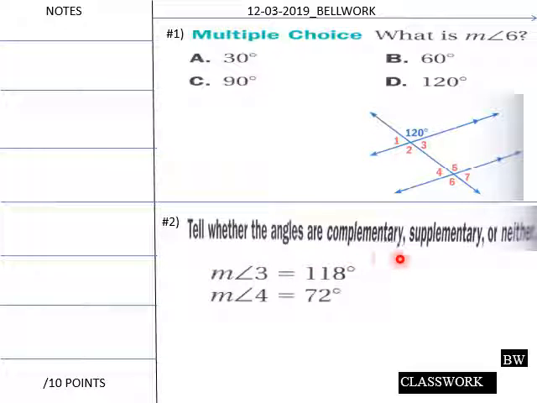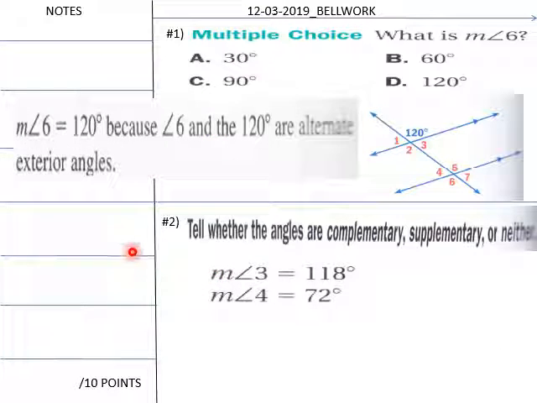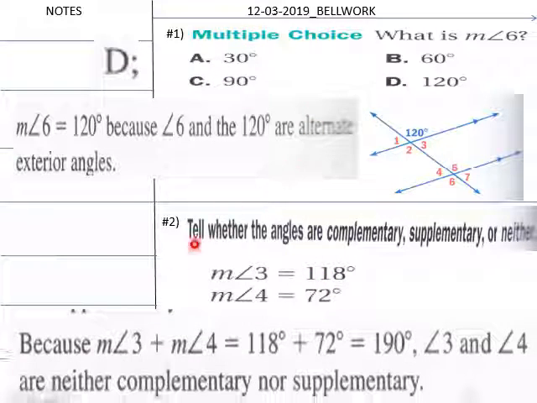And then over here, tell whether the angles are complementary, supplementary, or neither. Students, give yourselves about 5 minutes. Okay, welcome back. The measure of angle 6 is 120, because here's angle 6. Because it's an alternate exterior angle, it is similar to this 120 degree angle there, so it would be D. And then number 2, it equals 190. When you add these, they're neither complementary nor supplementary, so it would be neither for number 2.